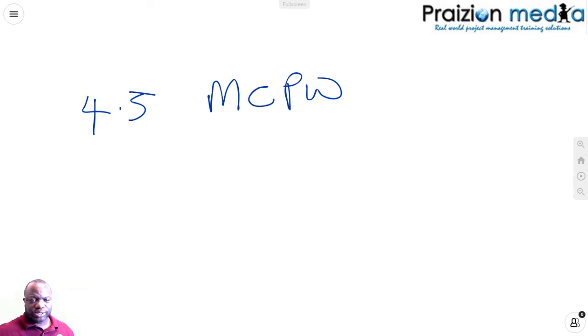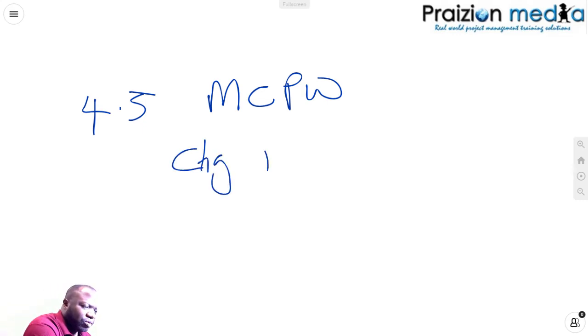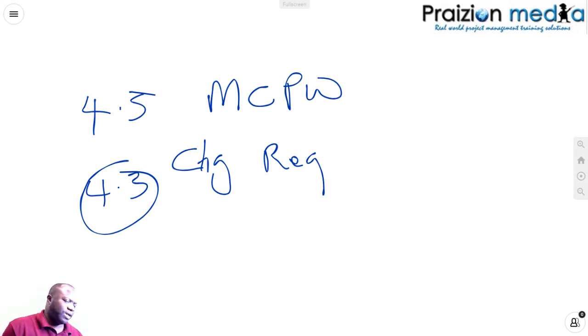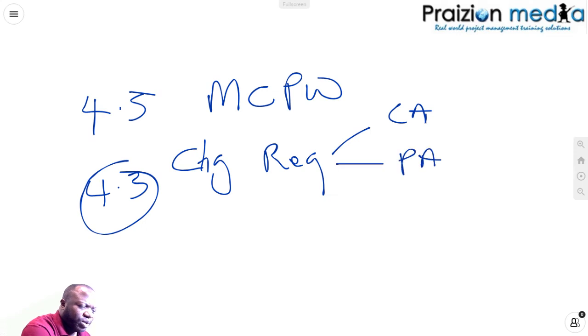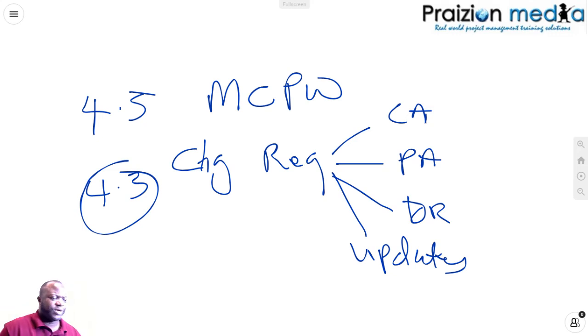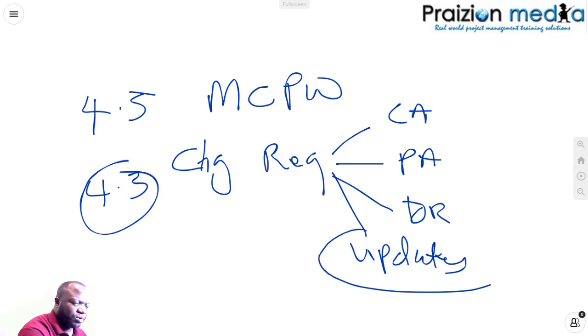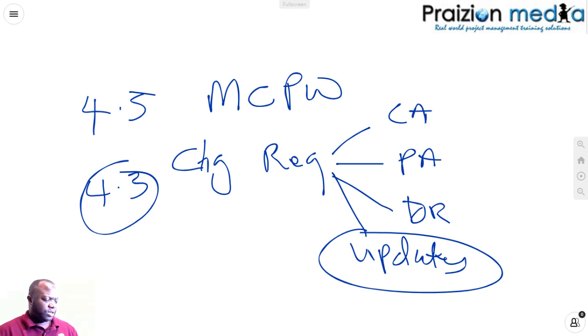Again, nothing much has changed. There's a little bit of dialogue before this process that talks about what change requests are made of. Change requests, which is really more under 4.3, but of course it has association with so many processes. Corrective action, preventive action could be part of your change request, defect repair could be, and updates could also be part of these change requests. I'm not sure if it was broken out to include these updates before, but anyway, I'm just showing it to you just in case.